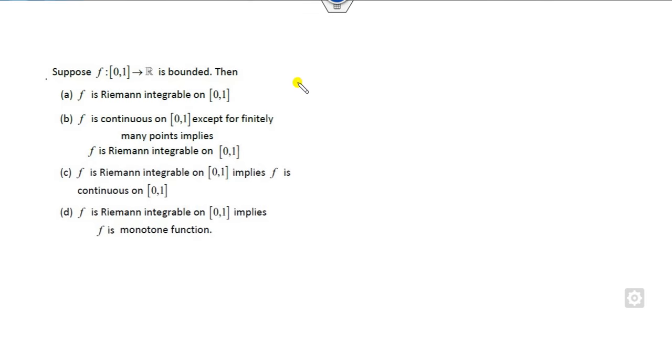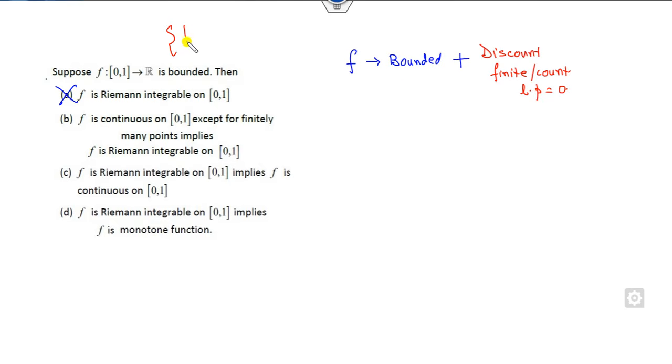Okay, look at this one. f is a bounded function, then it's Riemann integrable. That's wrong, because along with bounded we need the function to be discontinuous only at finitely or countably many points, otherwise the limit point must be 0. Or we can say take 1 and minus 1 on rationals and irrationals. Clearly this function is bounded, but it is not Riemann integrable. So the first option is cancelled.